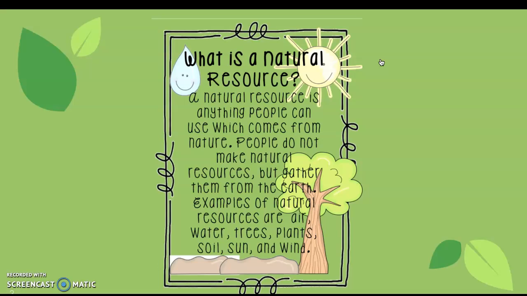A natural resource is anything people can use which comes from nature. People do not make natural resources, but gather them from the earth. Examples of natural resources are air, water, trees, plants, soil, sun, and wind. So if you think about it, no man made these things. They're all just on the earth naturally.